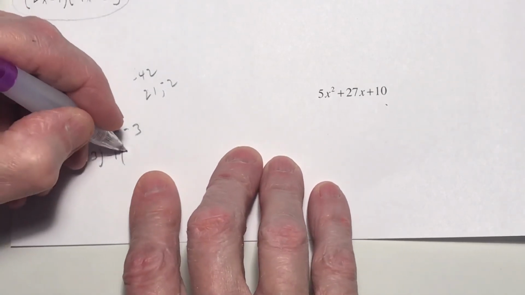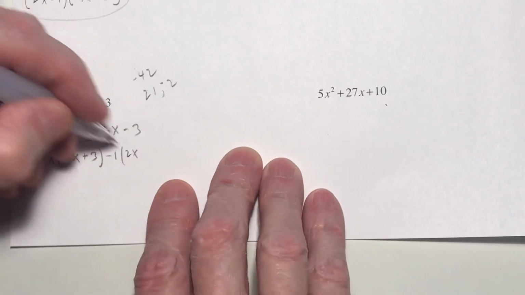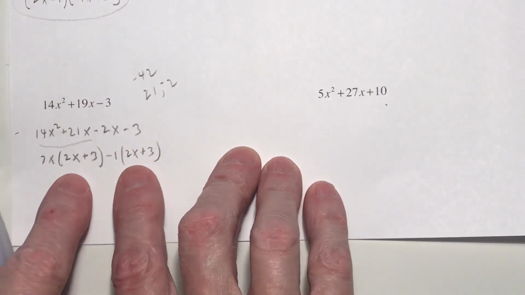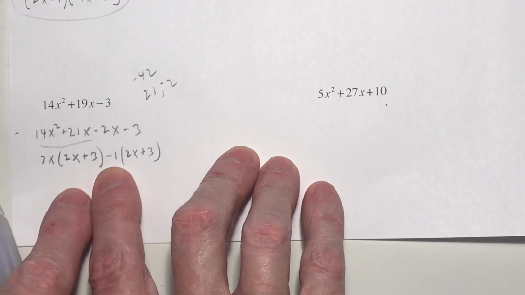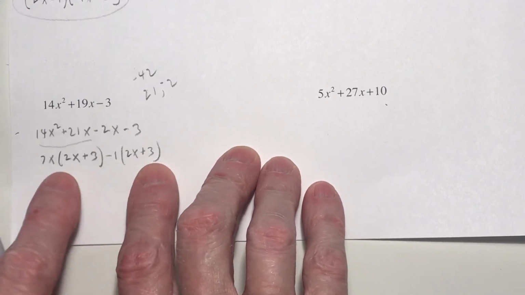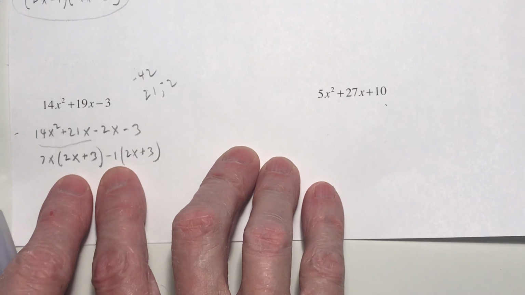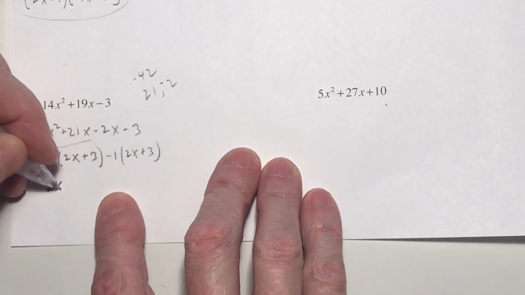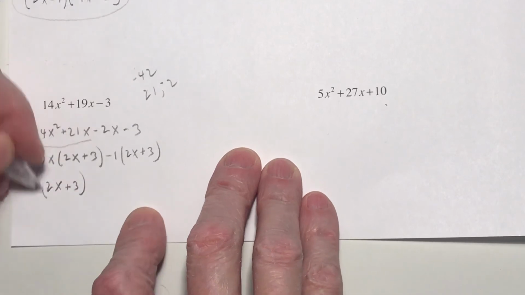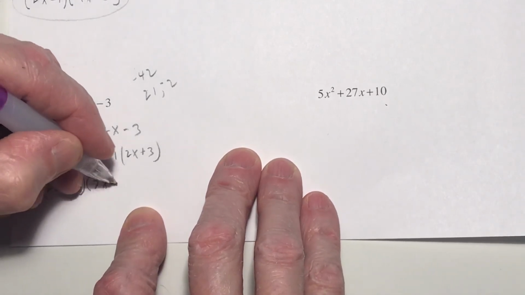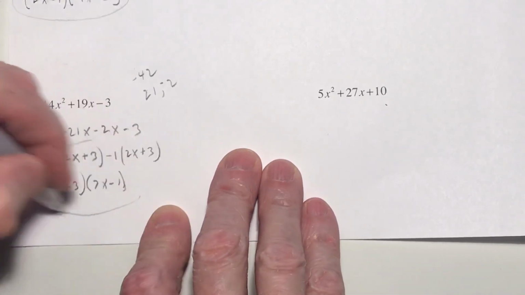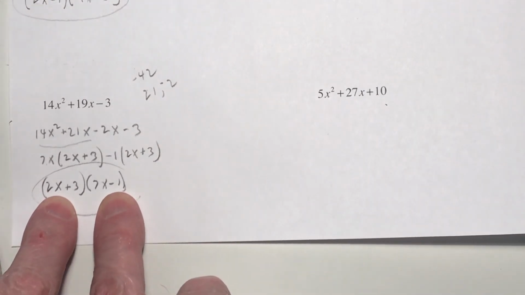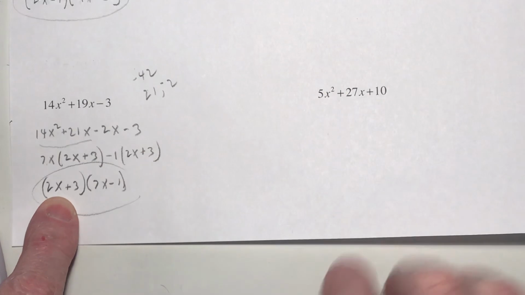Negative 1 times 2x makes negative 2x, and then plus 3 makes the negative 3. See, if we would have pulled a plus 1, then we'd have a minus there and a minus there. They would not match. But since I used a minus 1, we get the match. Hooray for us. Here we go. 2x plus 3, 7x minus 1. And notice the parentheses. Notice the correct signs in the middle. All those little things are important.